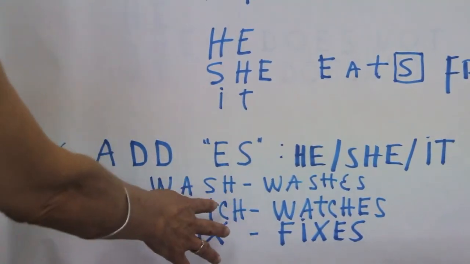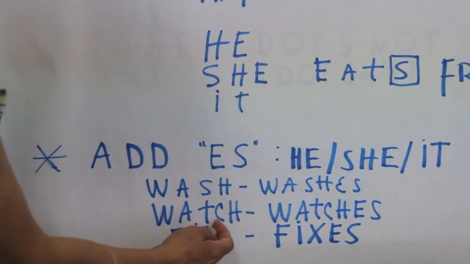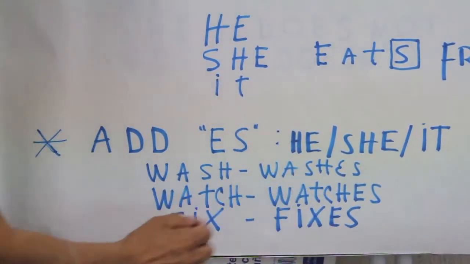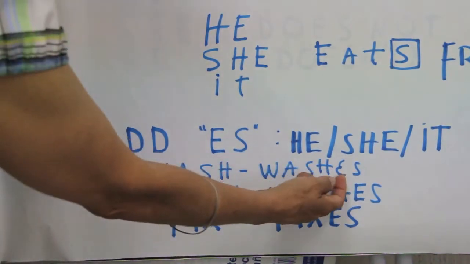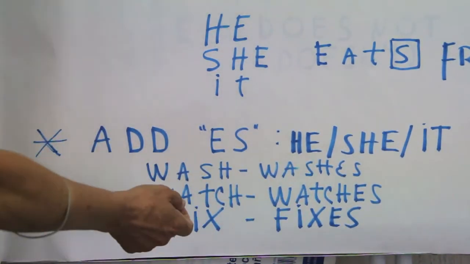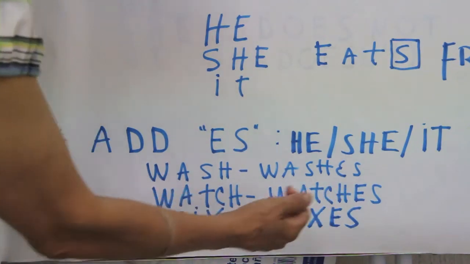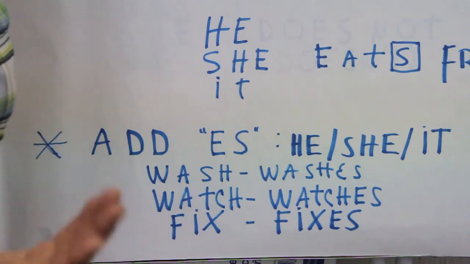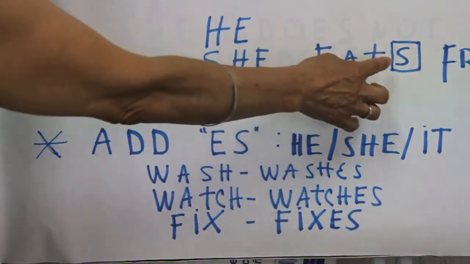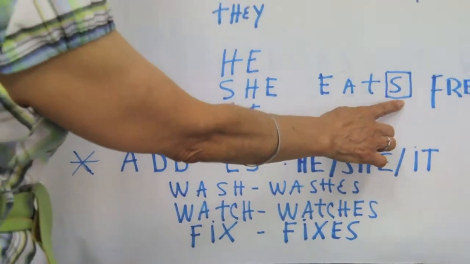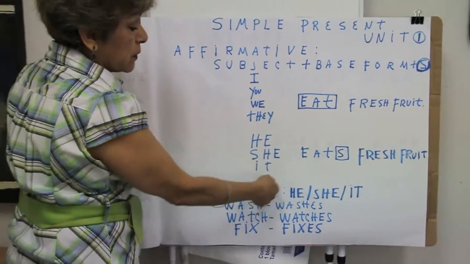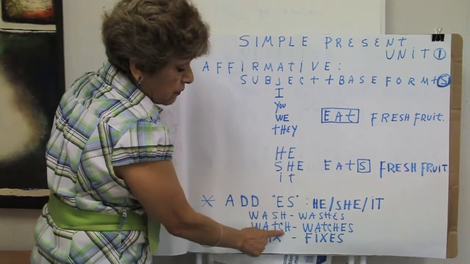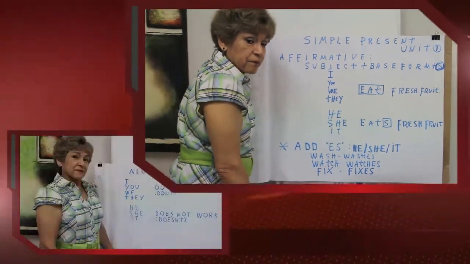We have some verbs ending in sh, ch, x, and this is an additional syllable. Wash, washes. Watch, for example, watch TV, watches. Fix, fixes. My mechanic fixes my car. So don't forget to include s if the sentence is affirmative, talking about third person singular, or an additional syllable, identifying the ending of the verb.